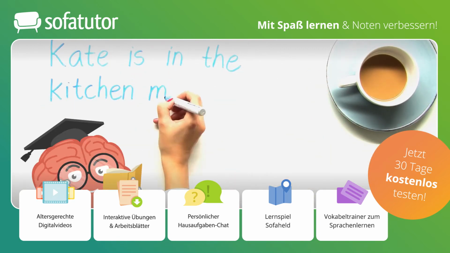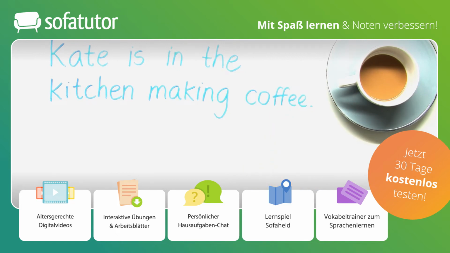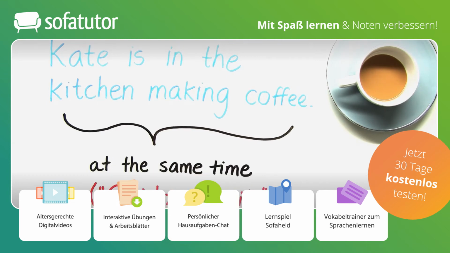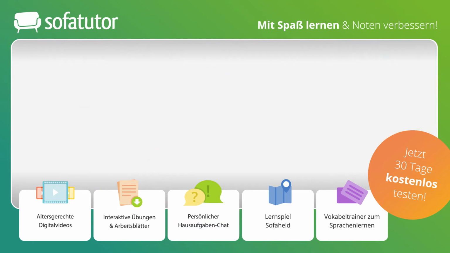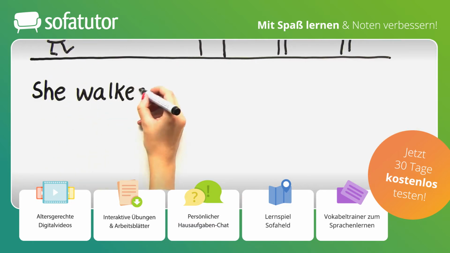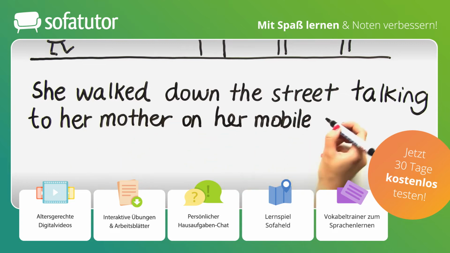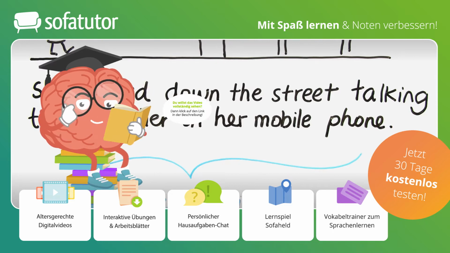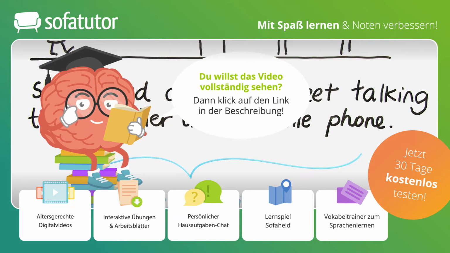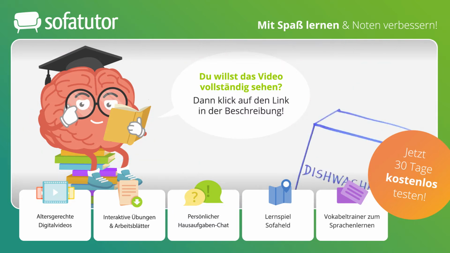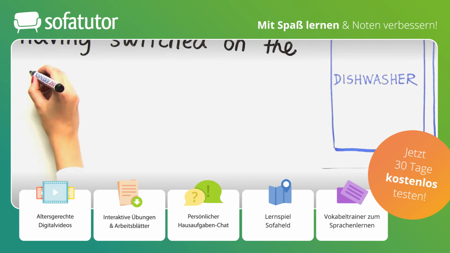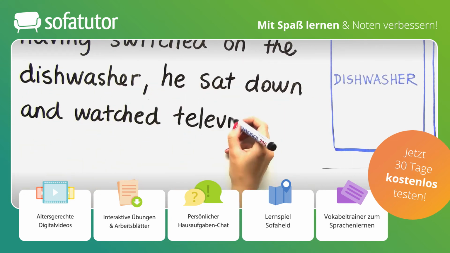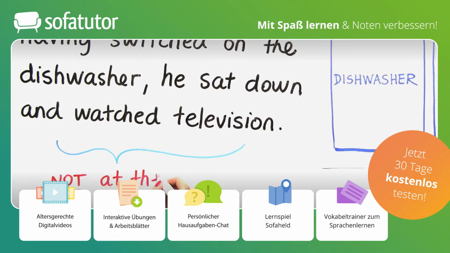Kate is in the kitchen making coffee. In this situation, the two things happen at the same time. How about here? She walked down the street talking to her mother on her mobile phone. Again, the two actions happen at the same time. How about here? Having switched on the dishwasher, he sat down and watched television. Here, one thing happens before the other.